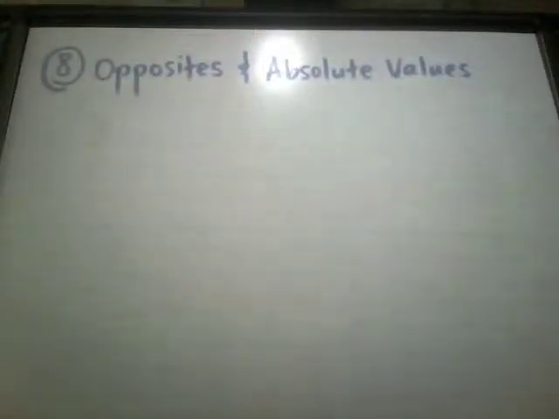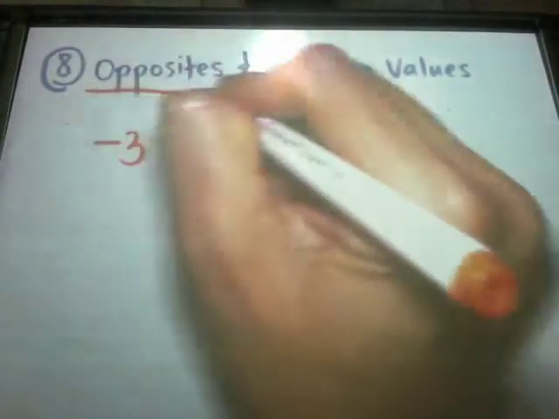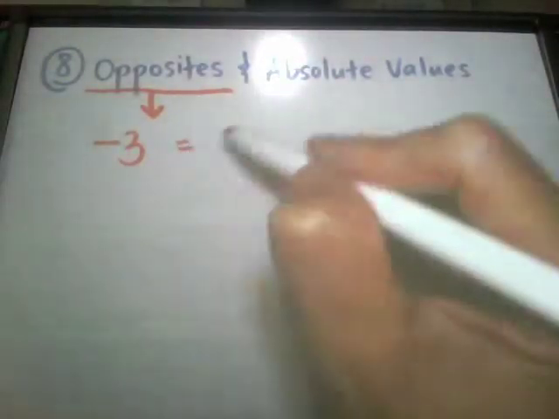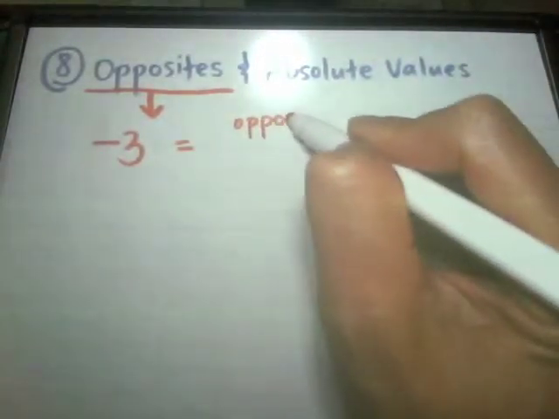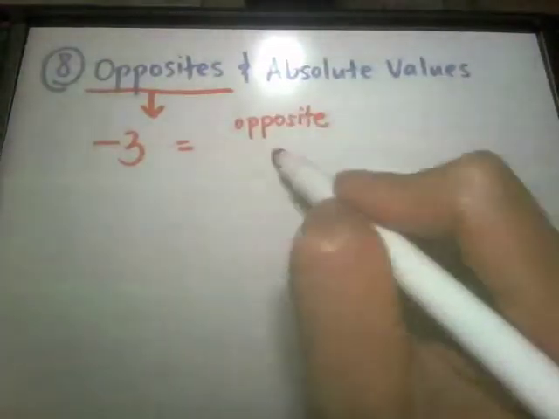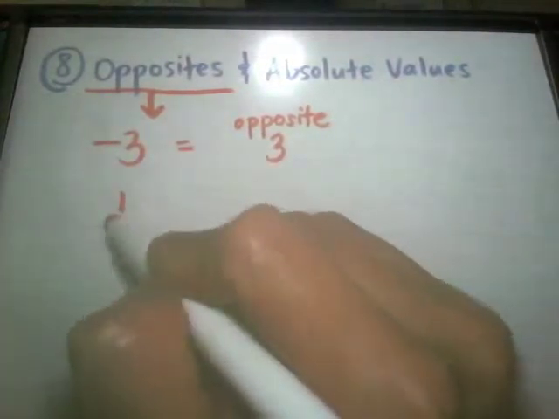Opposites and absolute values. Most of this is not new. So first of all, let's just review the difference between the two. If I said the opposite of -3, what is the opposite of -3? Brian? +3. What is the opposite of 1/2?